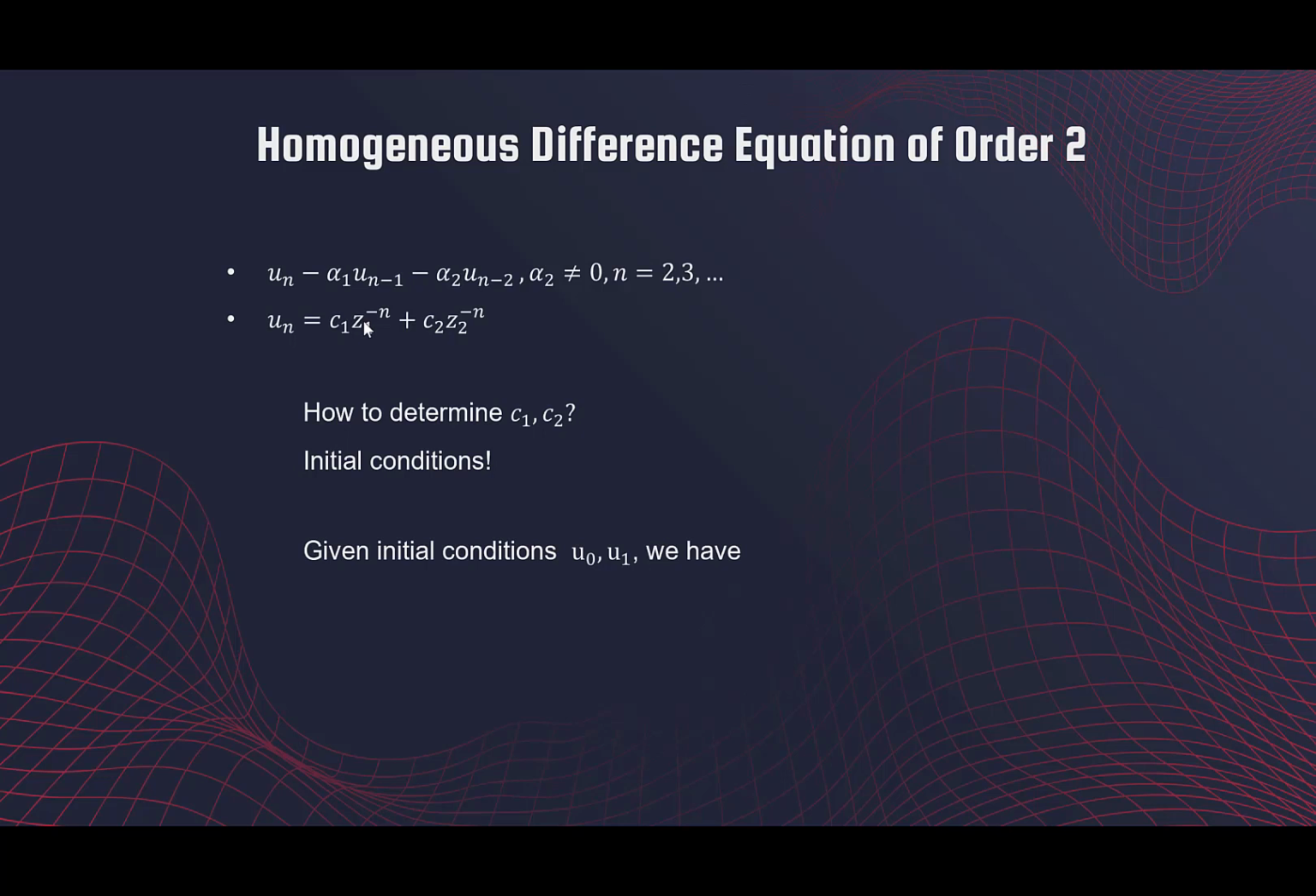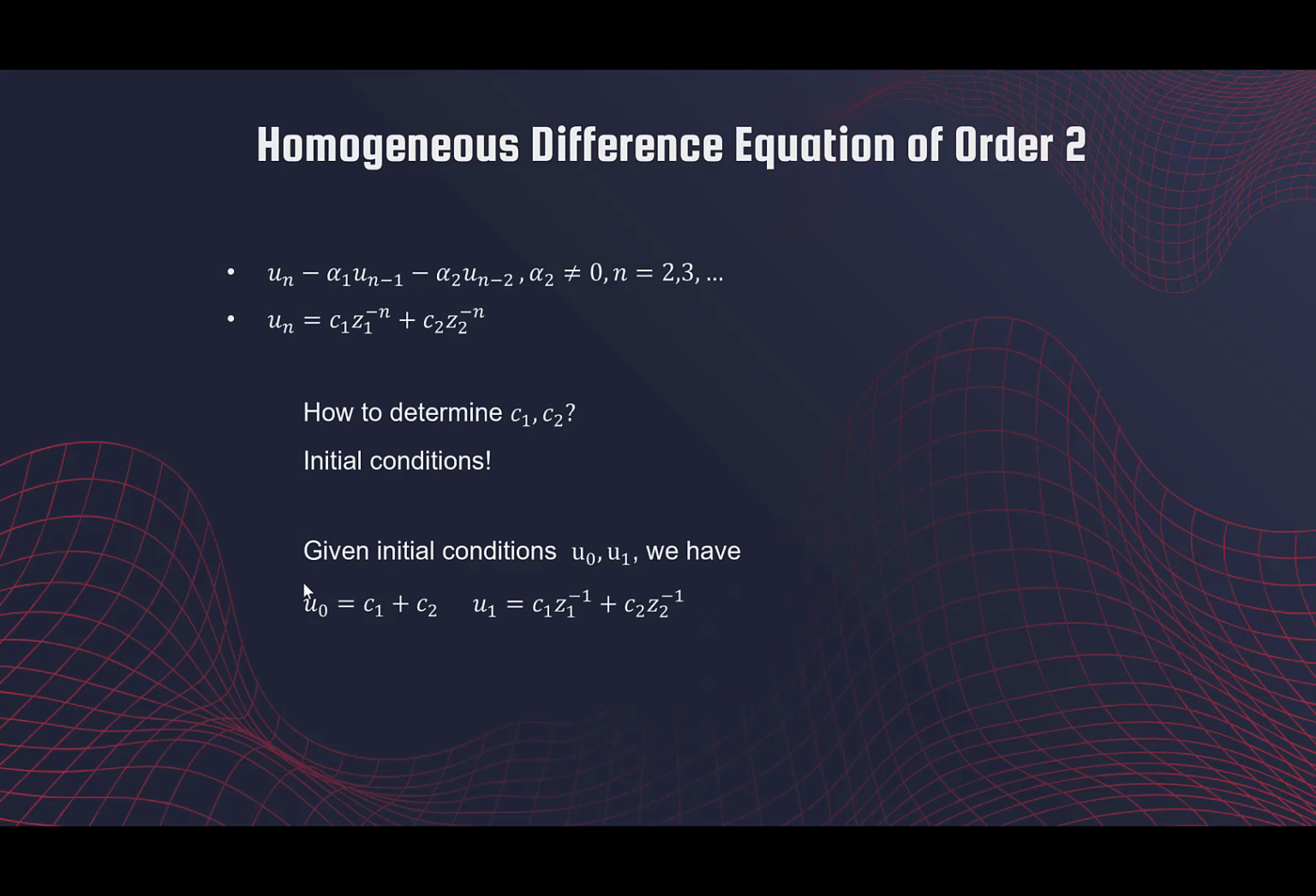So suppose we know somehow that U0 is C1 plus C2, and so if we have this, U1 is, you plug in 1, right? It's C1 plus C2, okay? So U0 and U1 are these values that I know from the initial values that I just know.